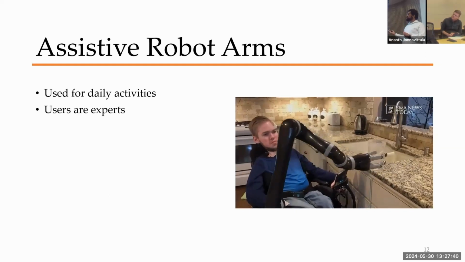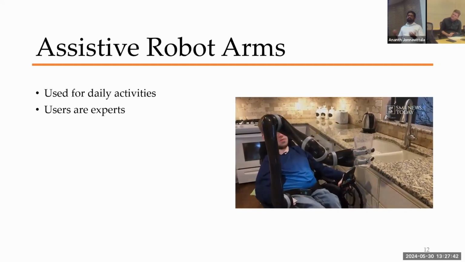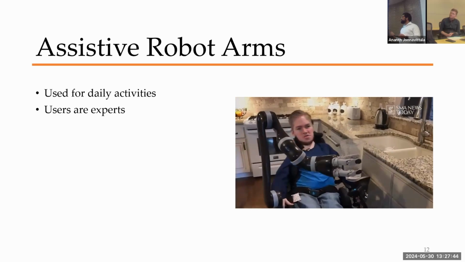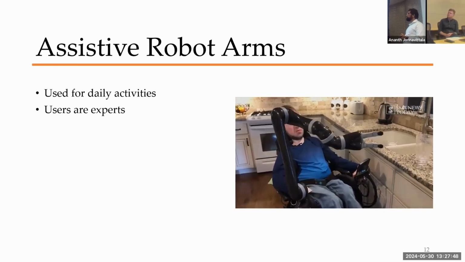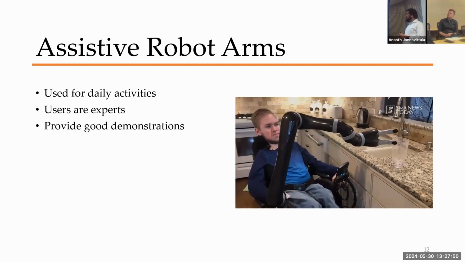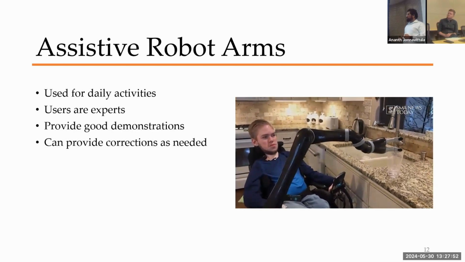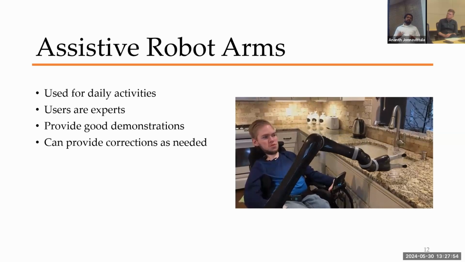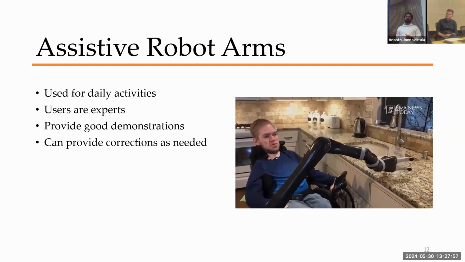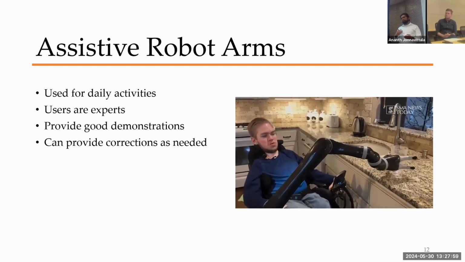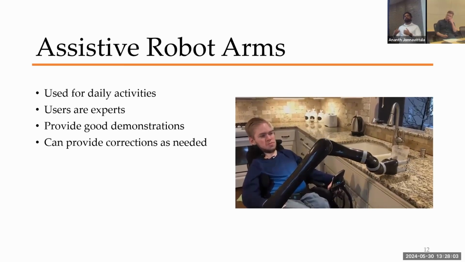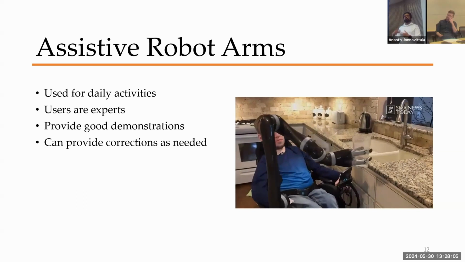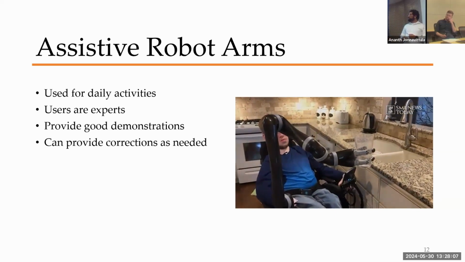As we can see, this person has used this arm several times, and they're really the experts in knowing how to operate these arms. They've used them countless times, and they have the prerequisite knowledge to be able to show good demonstrations. On top of that, since they're using these daily, they have the incentive to provide corrections as needed. So if there's some autonomy involved and the robot is trying something and making mistakes, the human is always there ready to correct it, and the robot can record these corrections.